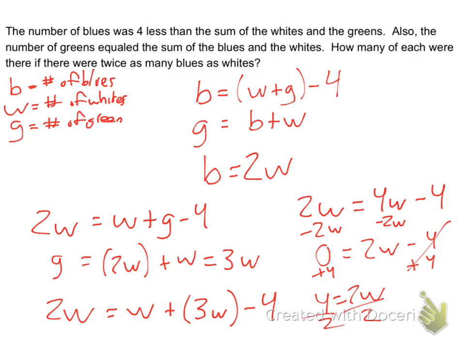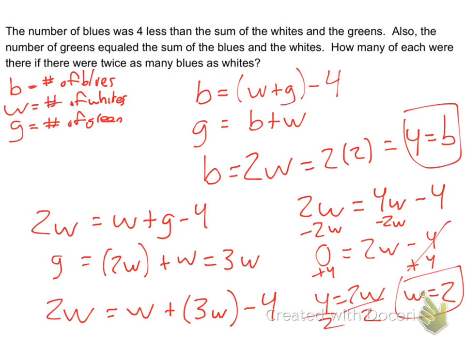The math usually isn't too bad once you start rolling. W is equal to 2. We only know the number of whites now. We have 2 whites. Now you can back-walk, right? Take the 2 for W and plug it in to find B. B equals 2 times 2, which is 4. So B equals 4, W equals 2, G equals 6.